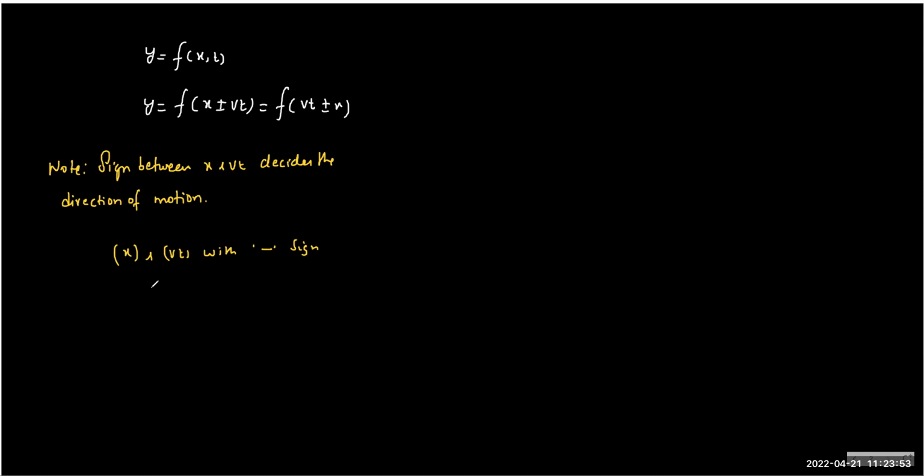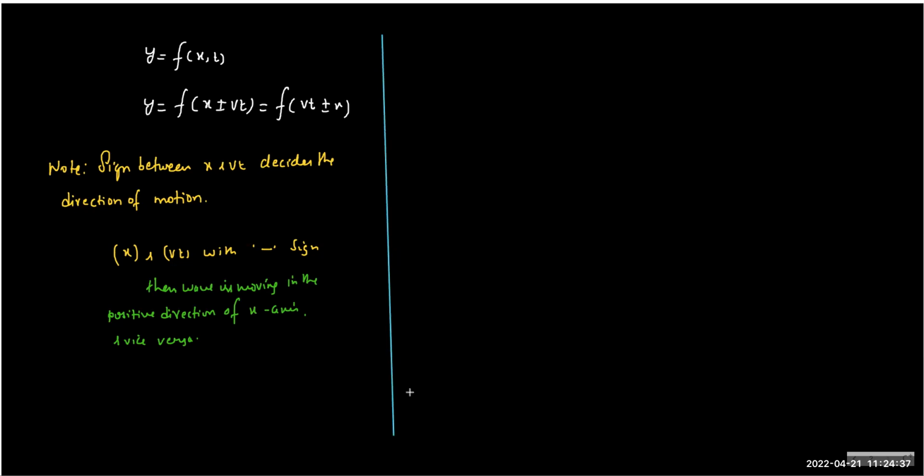We can say then the wave is moving in the positive direction of x-axis, and vice versa. Which means if the sign is positive, then the wave is moving towards the negative direction of x-axis.